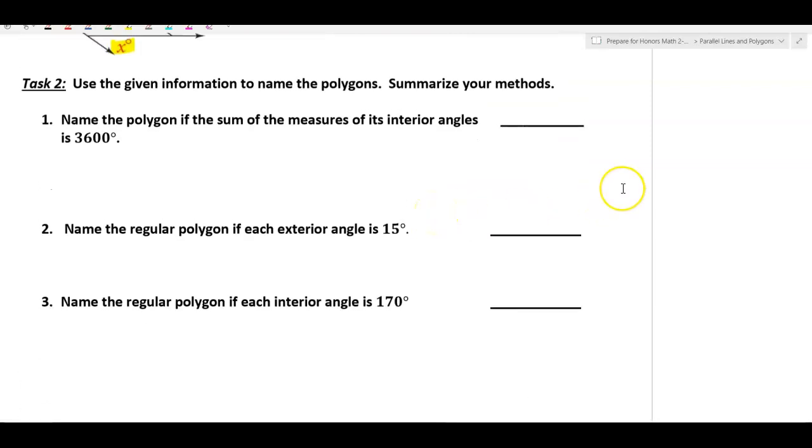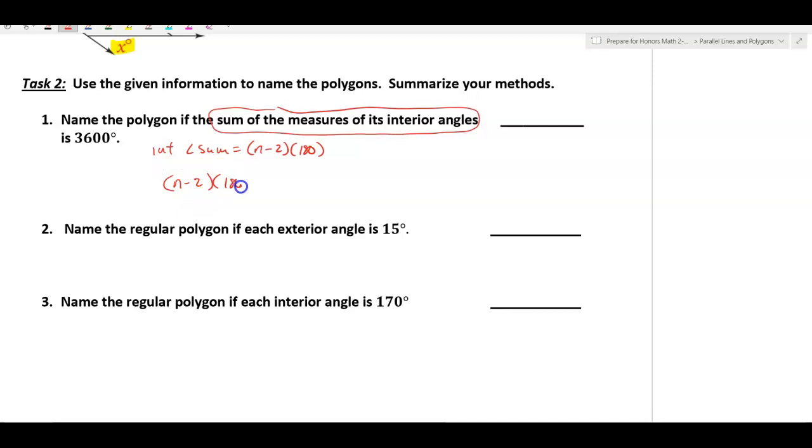Now here's where it gets a little tricky, right? This is where we have to really think about what we have and know how to use it. Here it says, name the polygon if the sum of the measures of its interior angles is 3,600. Well, what I like to do is write that formula out. Sum of the measures of the interior angles. I know interior angle sum is the number of sides n minus 2 times 180. So I'm going to say, okay, n minus 2 times 180 equals the interior angle sum, 3,600.